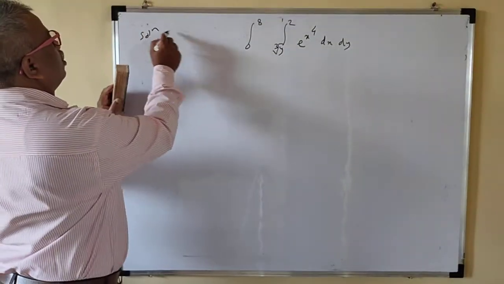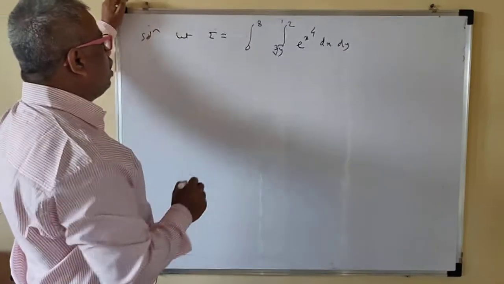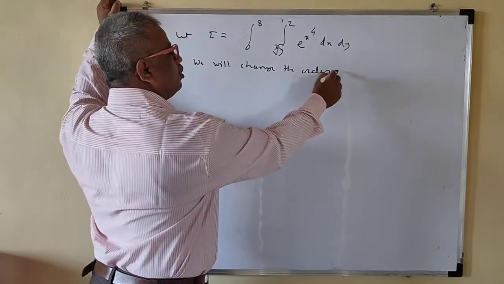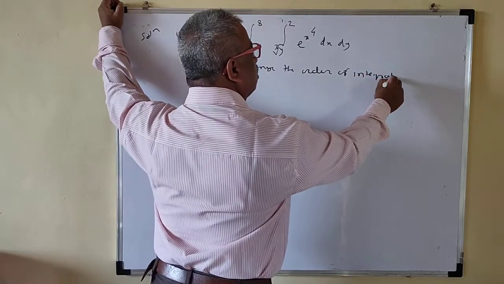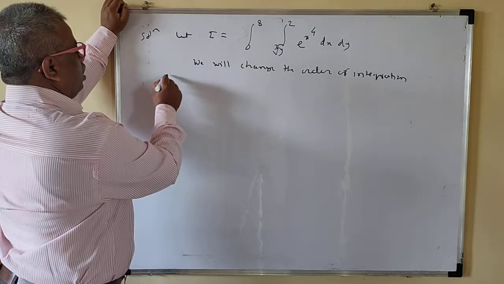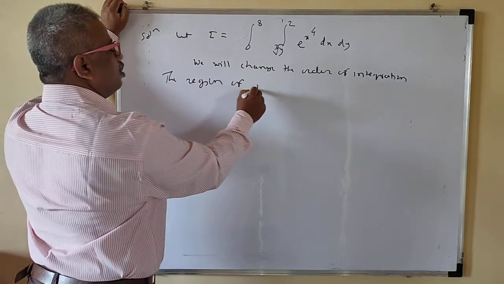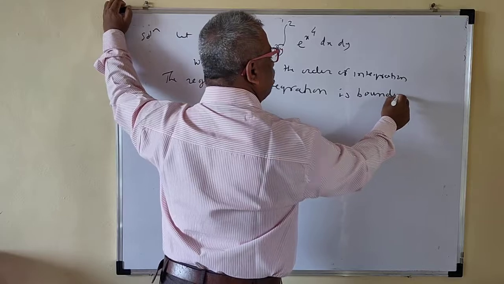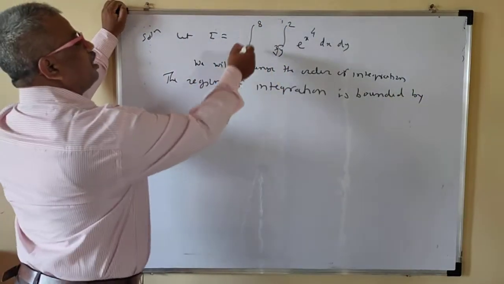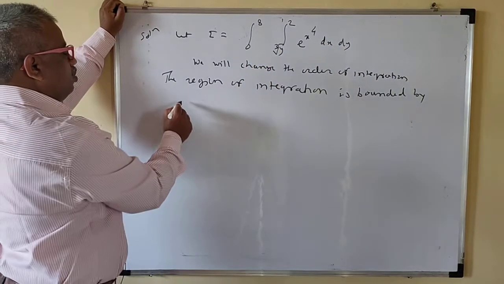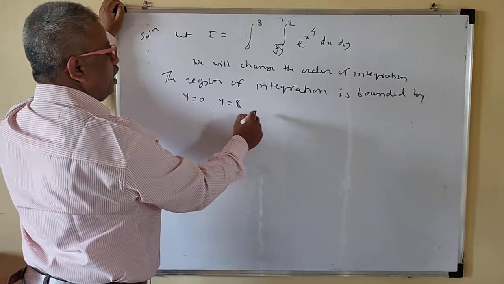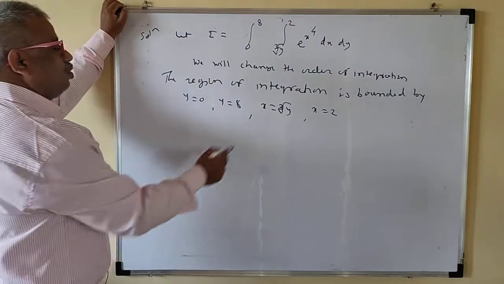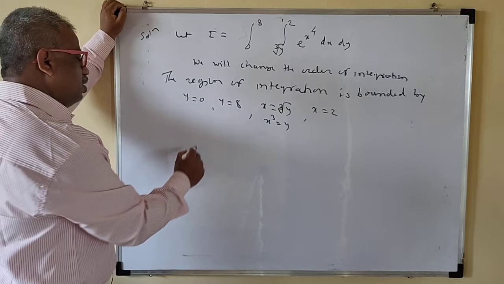Okay? Solution. Let R be this. So we will change the order of integration. The region of integration is bounded by, so these are the limits of y now, and these are the limits of x now. So bounded by y is equal to 0, y is equal to 8, x is equal to cube root of y, x is equal to 2 now. Okay. So this is x cube is equal to y. Okay, so we draw this figure now.